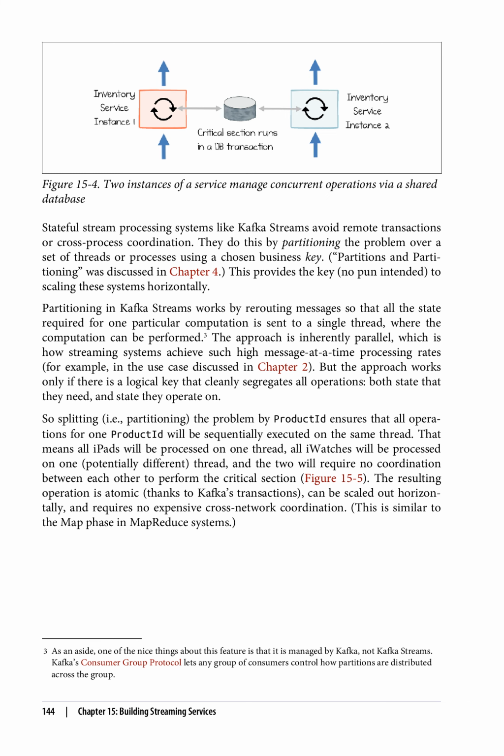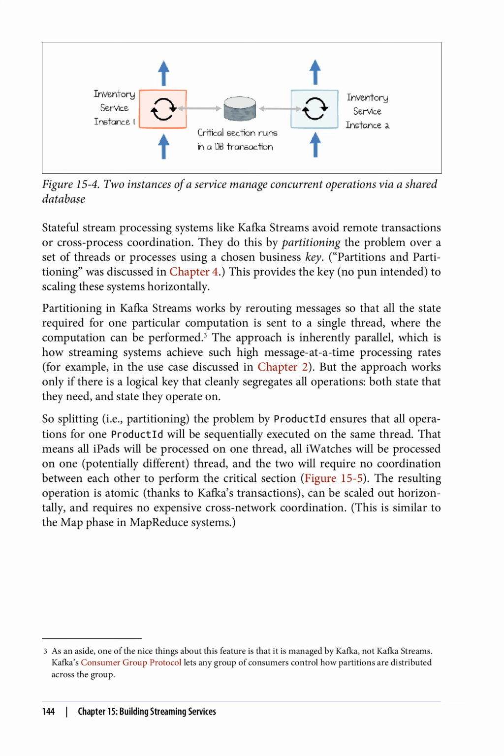Stateful stream processing systems like Kafka Streams avoid remote transactions or cross-process coordination. They do this by partitioning the problem over a set of threads or processes using a chosen business key. Partitions and partitioning was discussed in Chapter 4. This provides the key, no pun intended, to scaling these systems horizontally. Partitioning in Kafka Streams works by rerouting messages so that all the state required for one particular computation is sent to a single thread, where the computation can be performed.